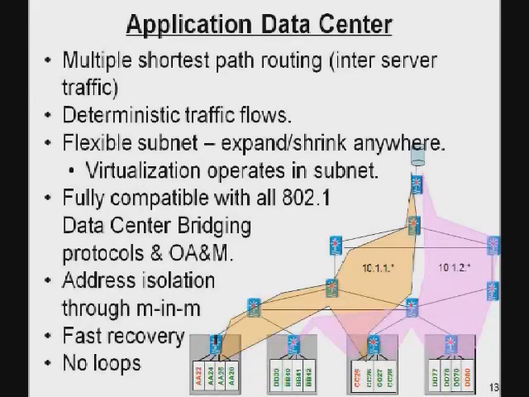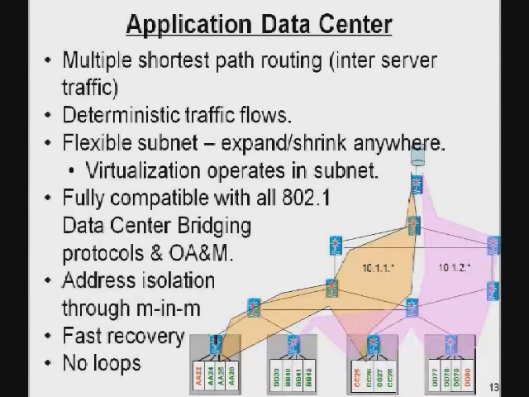A data center is another application where shortest path routing is a fairly hot topic, and there are a number of reasons for this. One of the reasons has to do with the fact that there's a lot of traffic between the different servers. Maybe 50 to 70% of the traffic within a data center may actually be between the servers, and of course if you don't use shortest path routing, you go all the way up a tree and all the way back down. It's very inefficient.